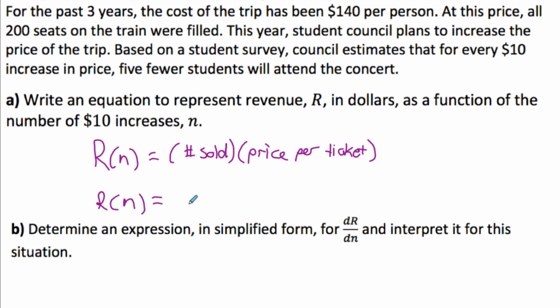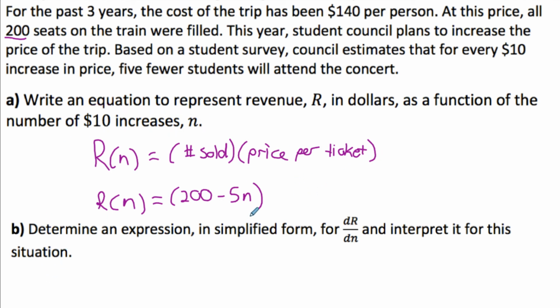So the revenue function equals number sold. Well, it says they sold 200 seats, but for each one of those $10 increases, 5 fewer people are going to attend the concert. So they would sell 200, but they're going to expect to have 5 fewer people every time they increase the price by $10. That's what this expression says. Number sold equals 200 minus 5n. Remember, that's what this tells us n stands for.